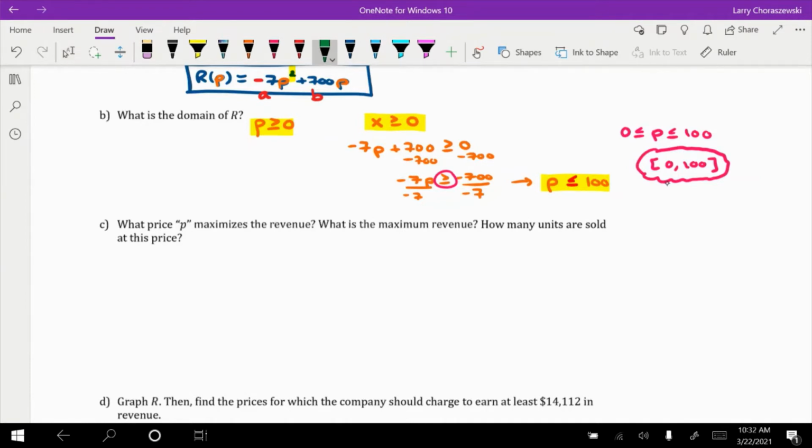All right, anybody want to offer what price P maximizes the revenue? Call that part one, I guess. $50, awesome. How'd you get that?